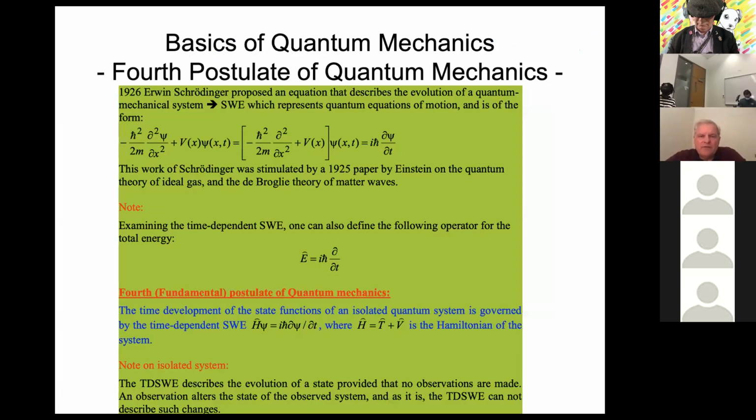And the last one, the fourth postulate, is kind of interesting. It's really what Newton's equations are to classical physics. This is the Schrodinger equation, which describes the evolution of the wave function in quantum physics. And this was not derived because it cannot be derived, but it was postulated by Erwin Schrödinger in 1926.